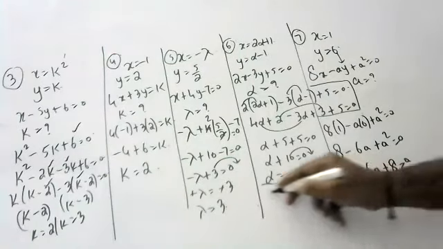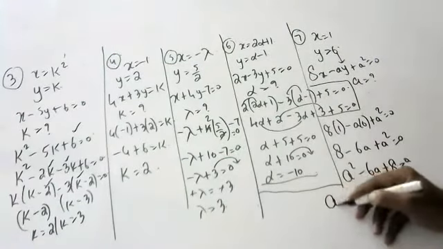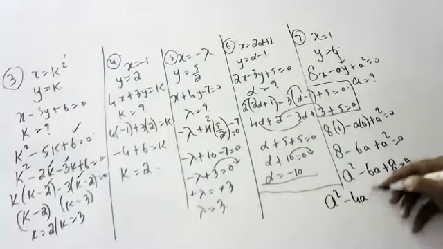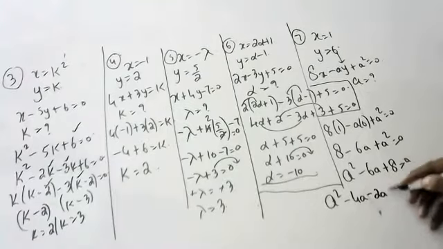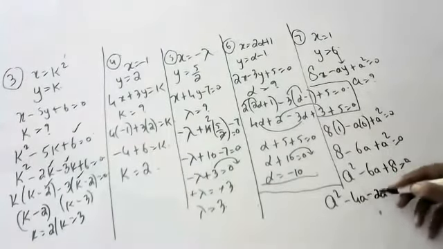Sir, 4 into 2. 2 and 4. Very good. Minus 2 and minus 4. Minus 4a minus 2a plus 8 is equal to 0. Minus 4 minus 2, minus 6a.